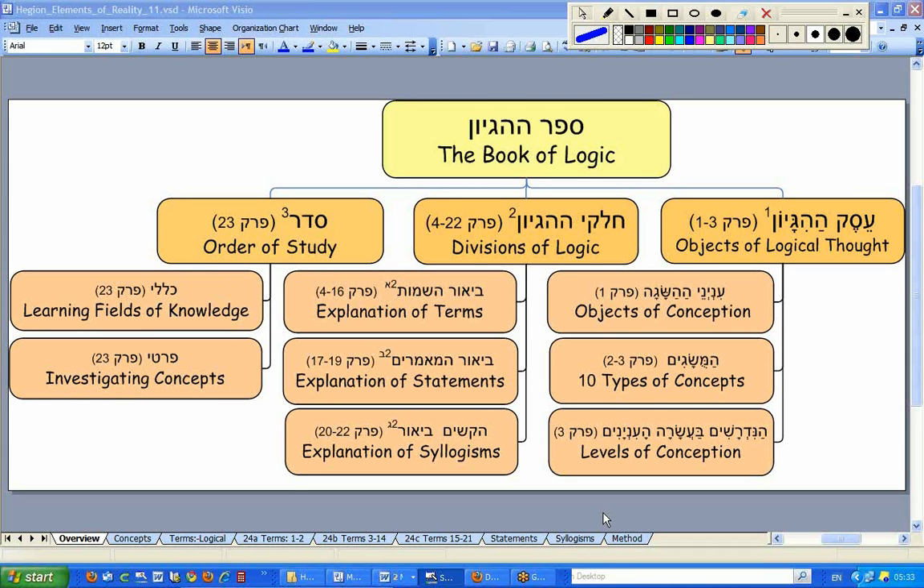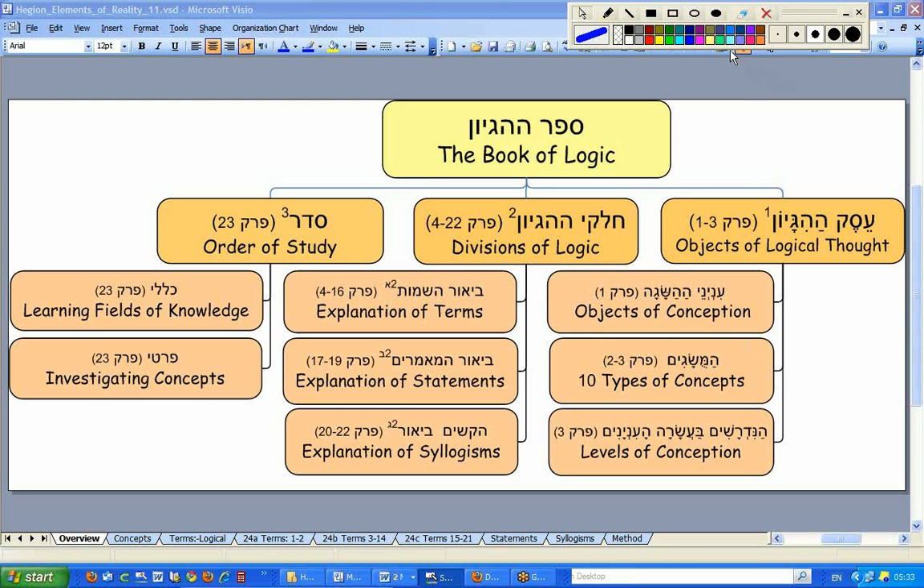Sefer Higayon has three parts. The first part, he explained to us the foundations of conceptual thinking. What are concepts? The various forms they come in, the essential concept and the mikra, the attributes. And then he explained, after we understand concepts, we have to put them in an organizational tool of higher and lower hierarchy. So that's the first part of the Sefer.